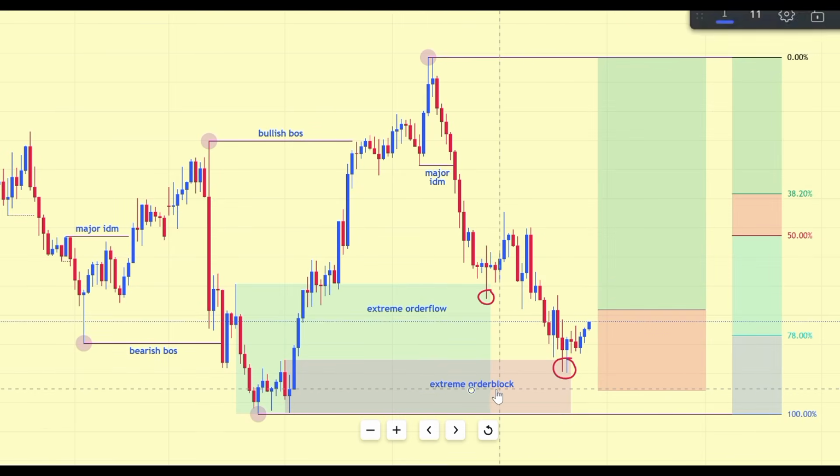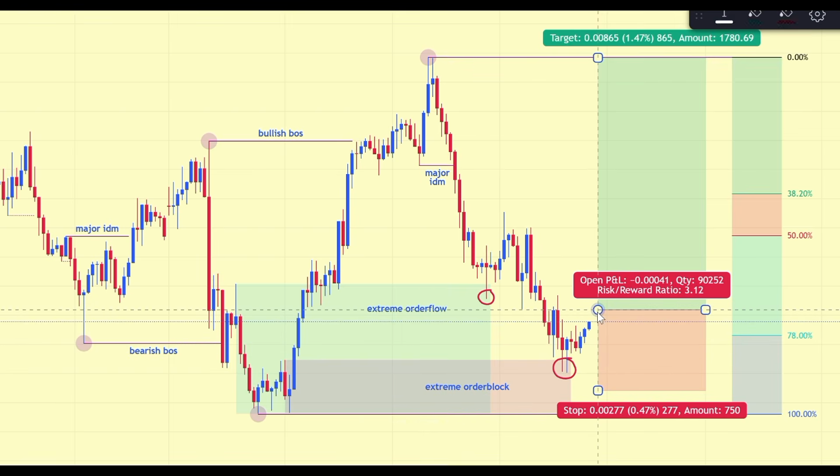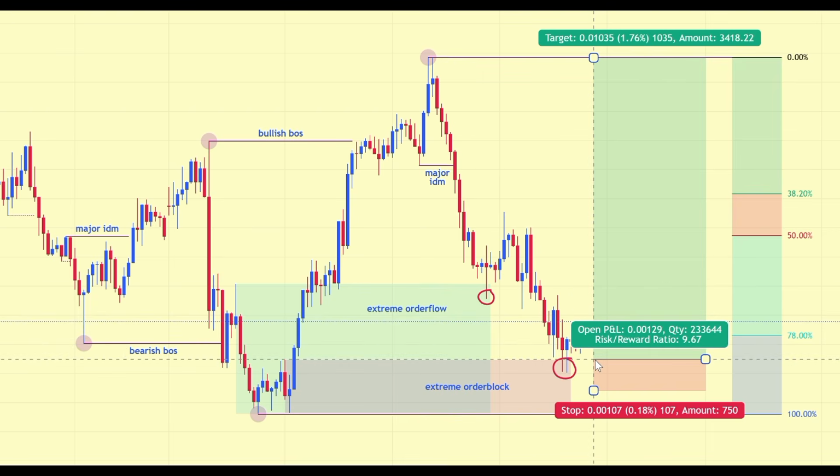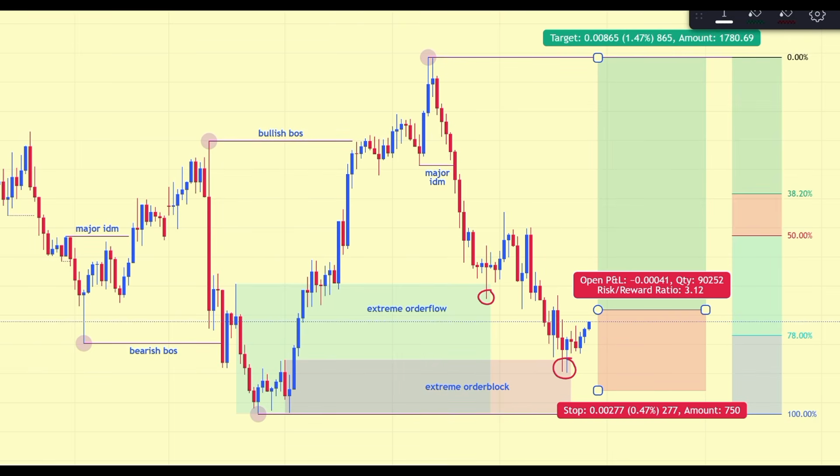Alright, so price has mitigated your higher time frame POI, and you want to execute the trade using a lower time frame so that you can secure a higher risk to reward compared to just taking a direct entry based on the same time frame. So in that case, how do you go about it?